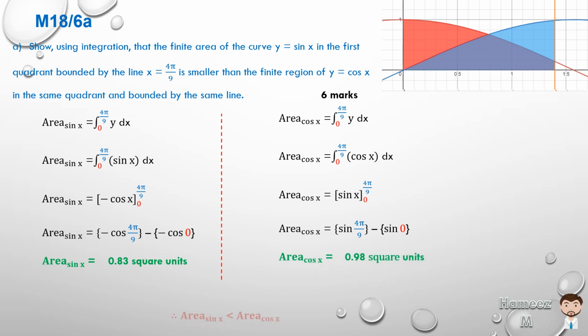And therefore, what do we realize? The area of sine x, which is what we have in blue, is less than the area of cos x, which is what we have in red. And since we have proven this, we can represent it with a small square, or write QED, quod erat demonstrandum, meaning that we have proven what was required.